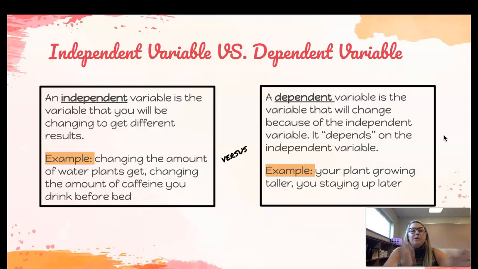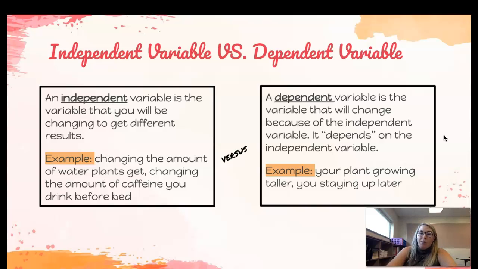So the second example I've given here is changing the amount of caffeine you drink before bed. And essentially, is that making you stay up later? So your hypothesis in that situation would be, like, if I increase the amount of caffeine I drink before bed, then the amount of time I can stay awake increases. Okay? So that would be my hypothesis.